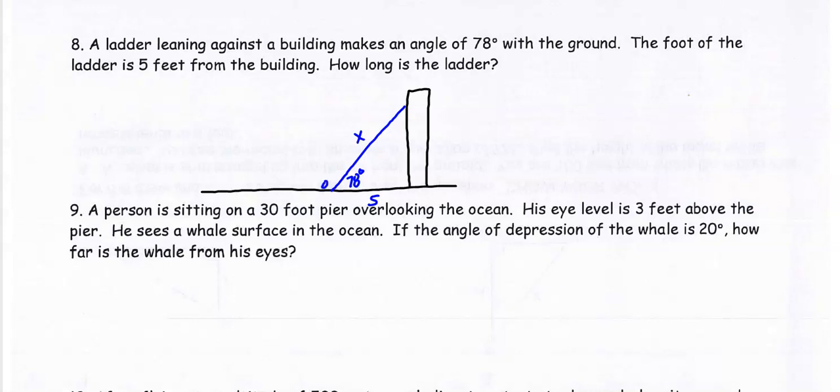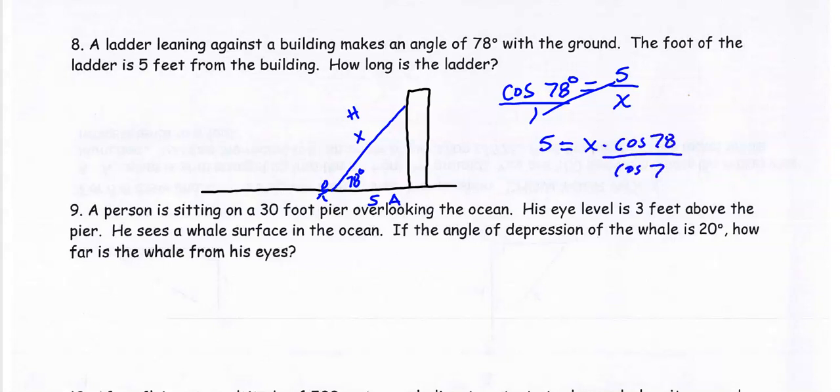So if my person is here, this would be adjacent, this would be hypotenuse. That's a job for cosine. Cosine of 78 degrees is adjacent on top of hypotenuse. Another division problem. 5 equals x times cosine of 78, which I'm going to divide by 5 divided by cosine 78. Bam. 24.04. So that's going to be 24.0.